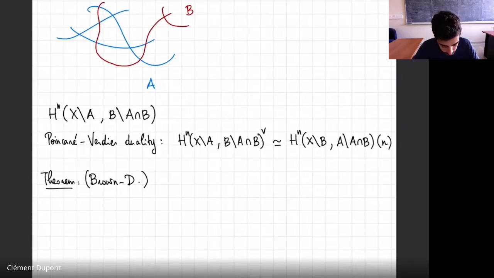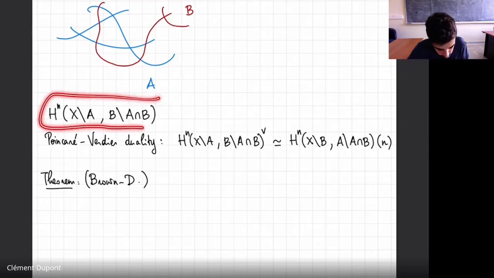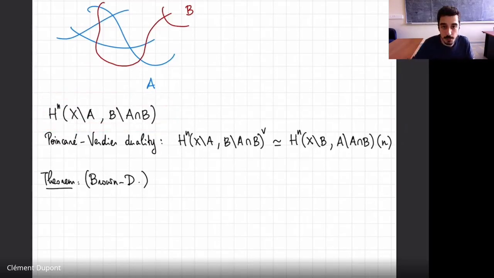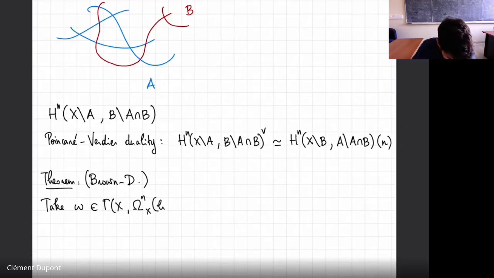So to compute a single valued period of this cohomology group, you need a form. And just for simplicity, I will take global forms. But we have more general statements. So take omega, a global form, and something that's actually really important for this theorem is that the forms will have logarithmic singularities. So I'm taking a global form with logarithmic singularities along A. So a global section of the sheaf of n-forms on X with logarithmic singularities along A.